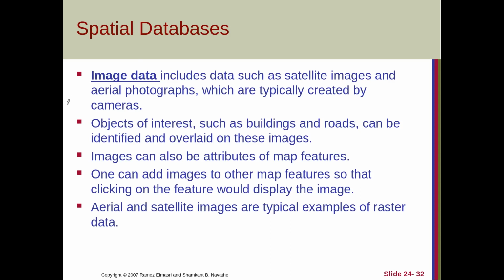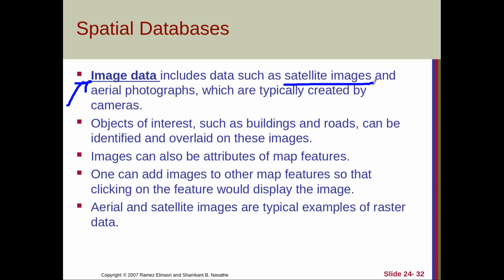Then the third one. So we have seen map data as the first data type, attribute data as the second one, and now we are going to discuss image data. So the third data type that is used with map data or spatial databases is image data. This image data includes data such as satellite images.